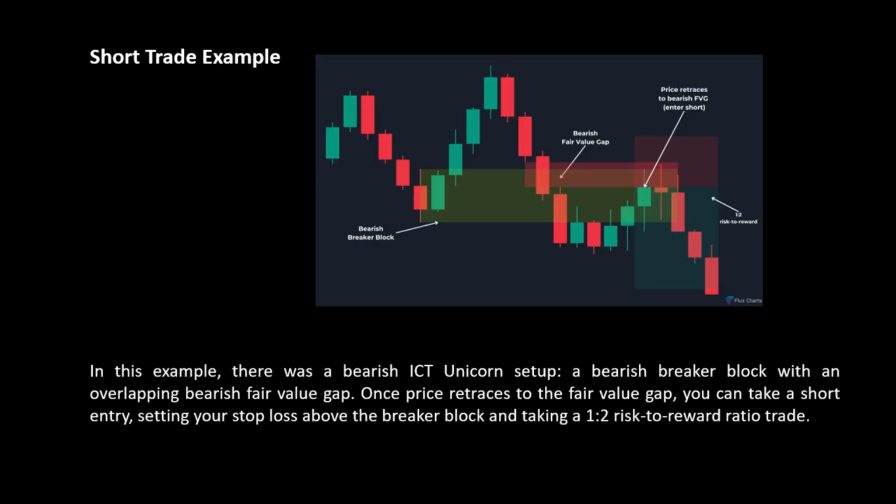Long trade example. Short trade example. In this example, there was a bearish ICT Unicorn setup, a bearish breaker block with an overlapping bearish fair value gap. Once price retraces to the fair value gap, you can take a short entry, setting your stop loss above the breaker block and taking a 1-to-2 risk to reward ratio trade.